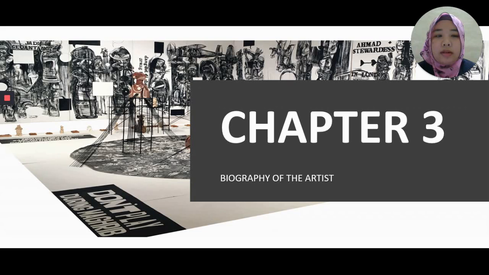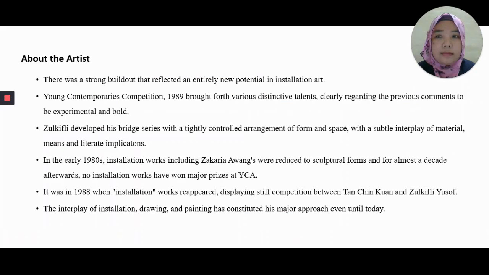For chapter 3, I will discuss on the biography of the artist. There was a strong build-up that reflected an entirely new potential in installation art. Meanwhile, he is not the founding father of installation art, as Lee Kian Sing, through his work Process in Poker Game, was the earliest to establish the formal usage of installation as an artwork by winning the very early Young Contemporaries competition in the 70s.